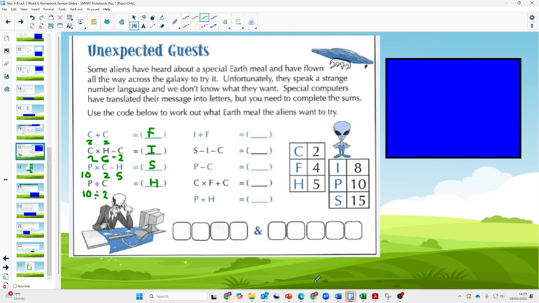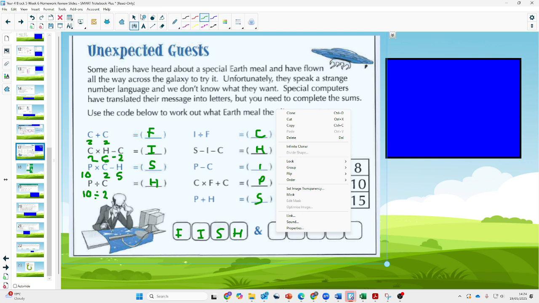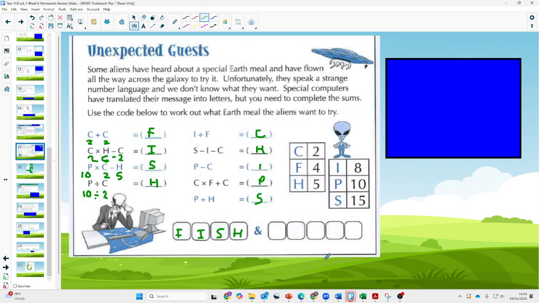So if we keep going and we work out the meal. So the meal that the aliens want to try is fish. And, have you guessed it? Fish, and of course it's chips. So we're just going to go down there and write the answers down for you. But again, you can work out the calculations, and that gives us the answer, fish and chips.